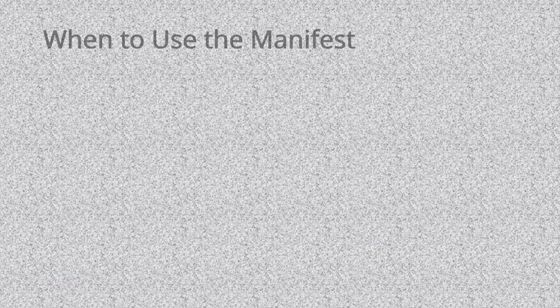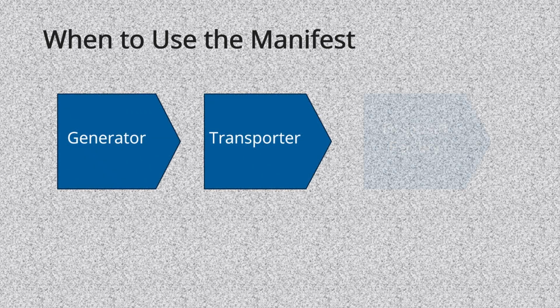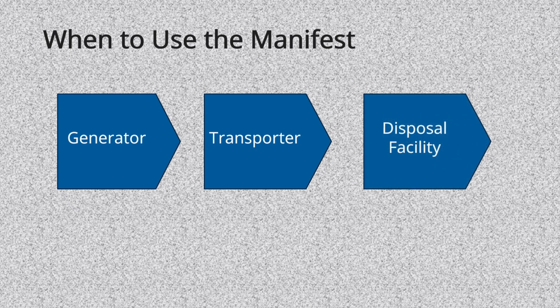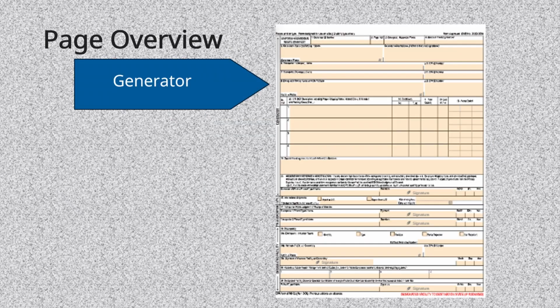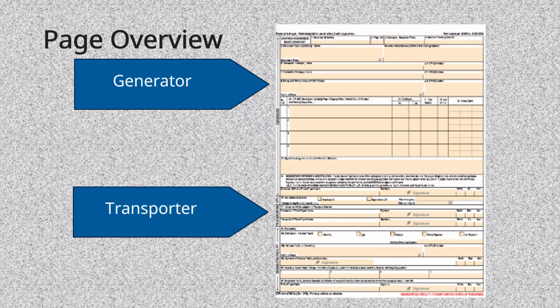Use the manifest for all shipments of hazardous waste and any PCB materials over 50 parts per million or when required by your state regulations. This documentation follows the waste through every step of transport and disposal. The form is divided into three main sections: generator information, transporter acknowledgments, and designated facility certifications.